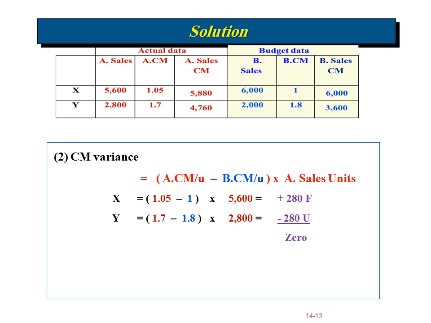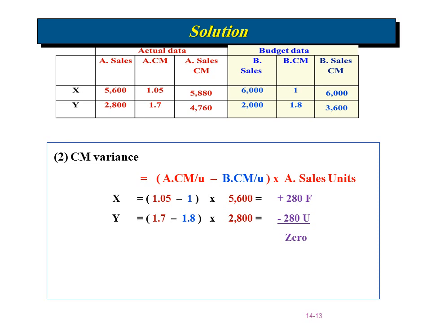Here I have the contribution margin variance for X, positive 280, favorable, but for Y negative 280 also, but unfavorable. So the total sum is 0. Again, the contribution margin variance total here is 0.